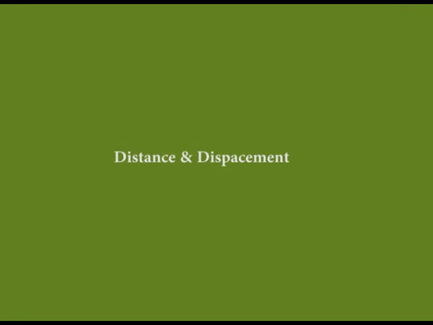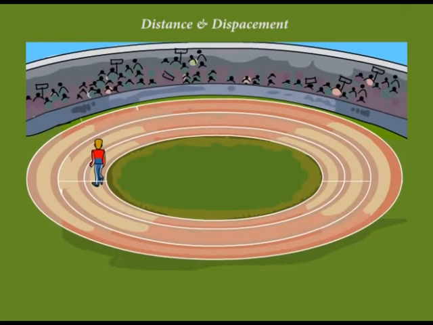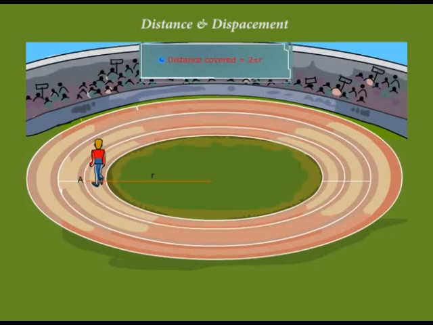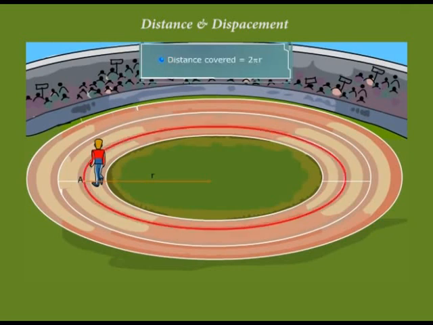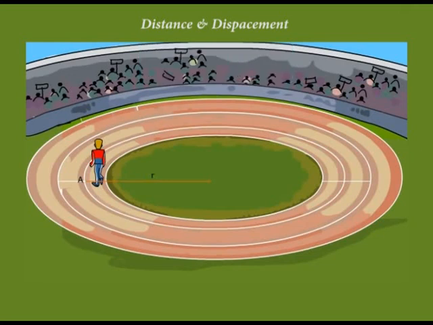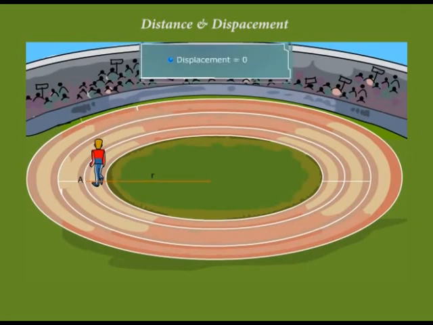Distance and displacement. This athlete is running along a circular track of radius r in a clockwise direction. He starts at point A and finishes at the same point. What distance does he cover? The distance covered is equal to the circumference of the track, 2 pi r. Is there any displacement or change in position when the athlete comes back to A? No. There is no change in position of the athlete because the initial and the final positions are one and the same. Therefore, displacement is equal to 0.